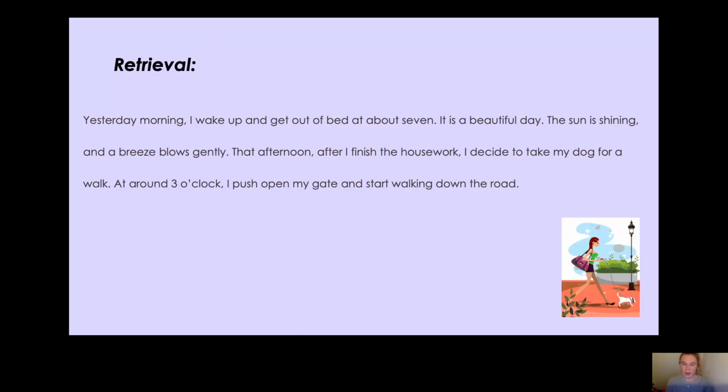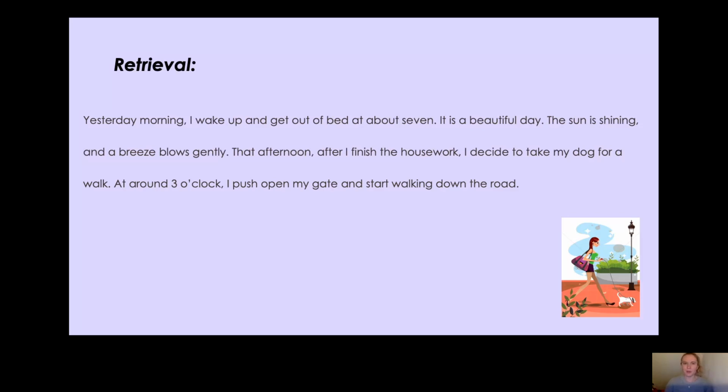There's a short paragraph, let me read it to you. Yesterday morning, I wake up and get out of bed at about 7. It is a beautiful day. The sun is shining and a breeze blows gently. That afternoon, after I finish the housework, I decide to take my dog for a walk. At around 3 o'clock, I push open my gate and start walking down the road.